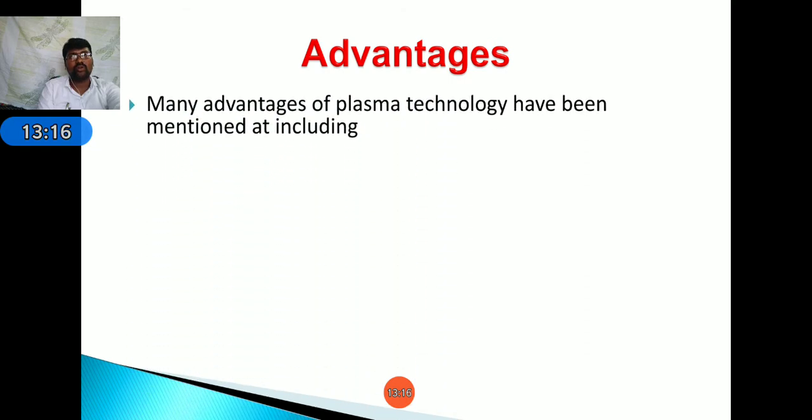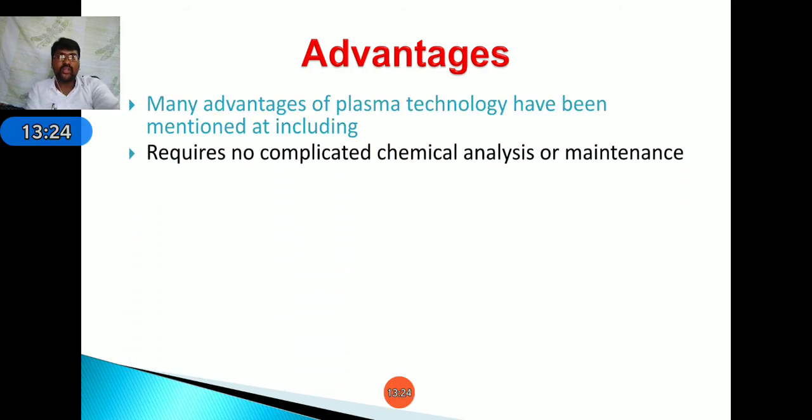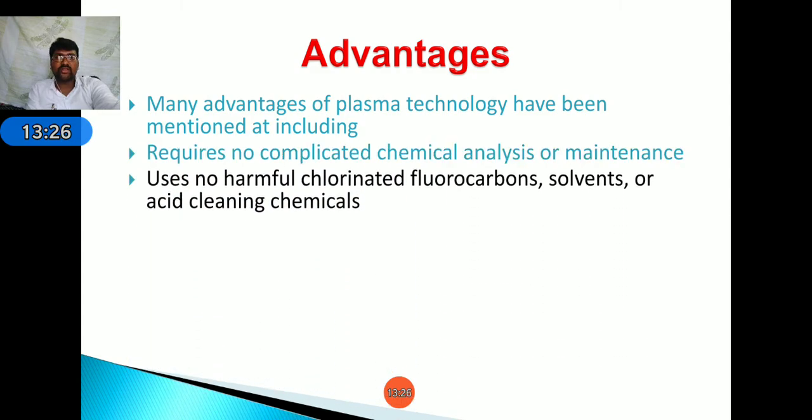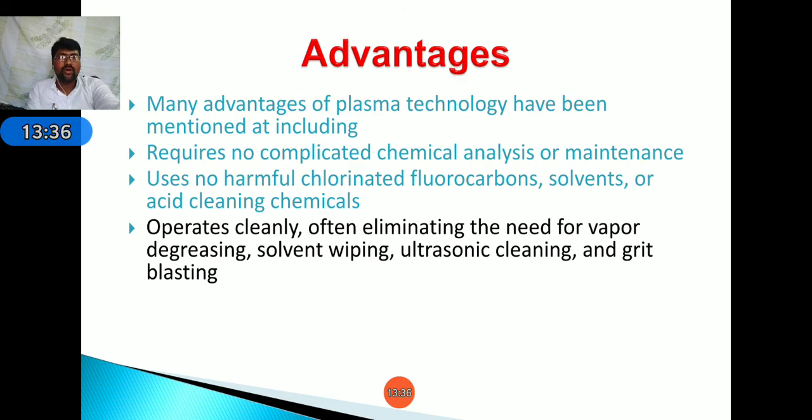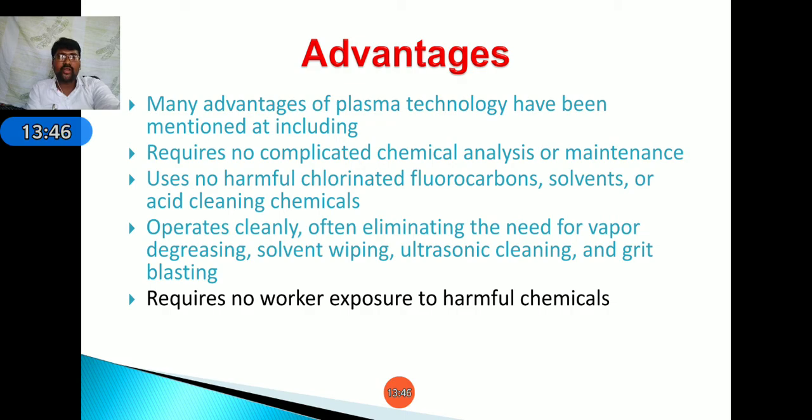Next, coming to advantages. Many advantages of plasma technology have been mentioned, including: requires no complicated chemical analysis or maintenance, no use of harmful chlorinated fluorocarbons, solvents, or acid cleaning chemicals, operates cleanly, eliminating the need for vapor degreasing, solvent wiping, ultrasonic cleaning, and grit blasting. Requires no worker exposure to harmful chemicals. Next, needs less energy to operate.